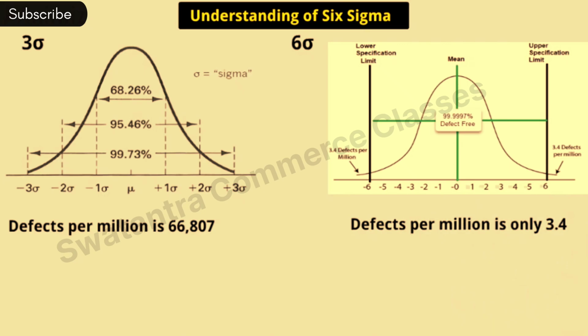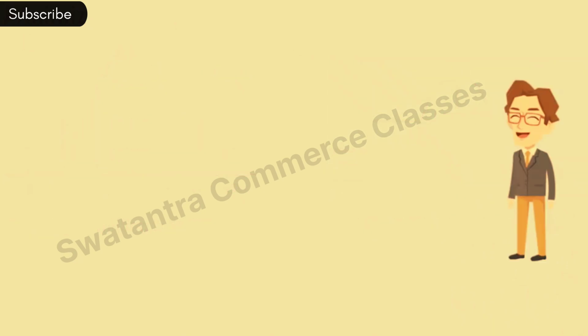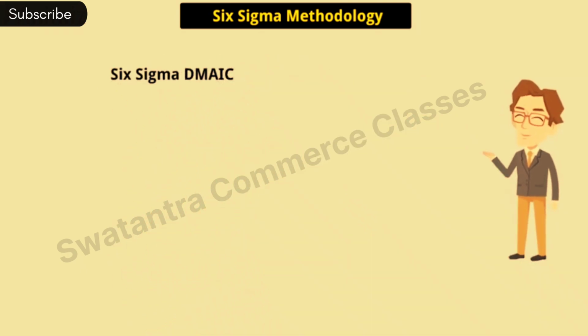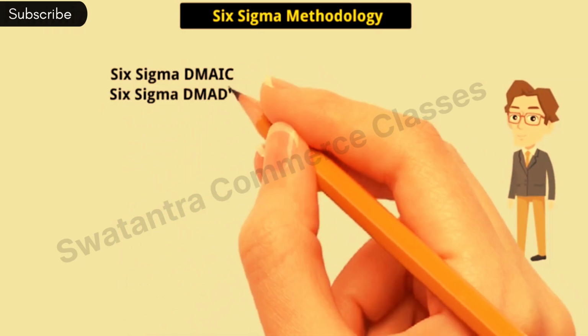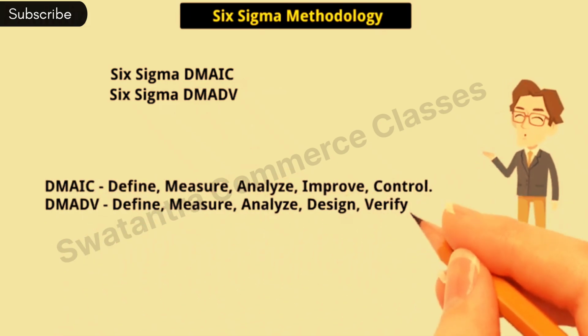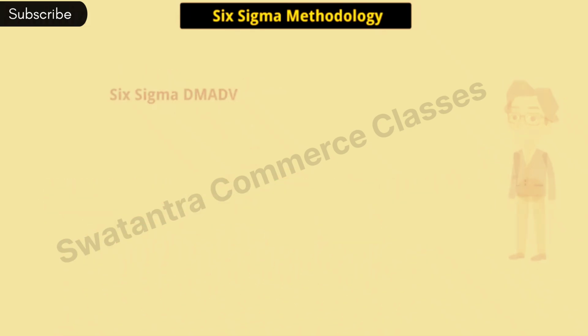Six Sigma methodology. Now come to Six Sigma methodology. Six Sigma projects follow two project methodologies: Six Sigma DMAIC and Six Sigma DMADV. Each term's name is derived from the major steps in the process, but each has its own use. Let's break down Six Sigma DMAIC step by step.